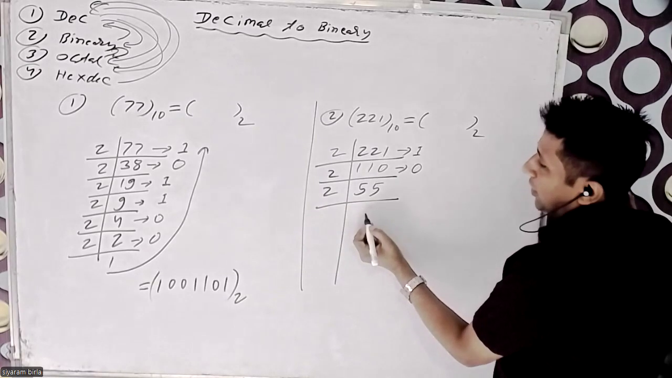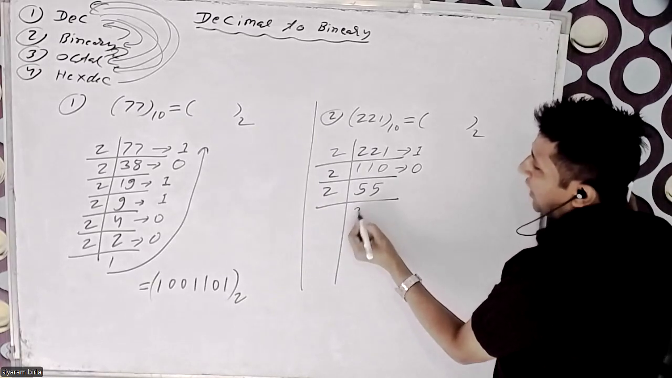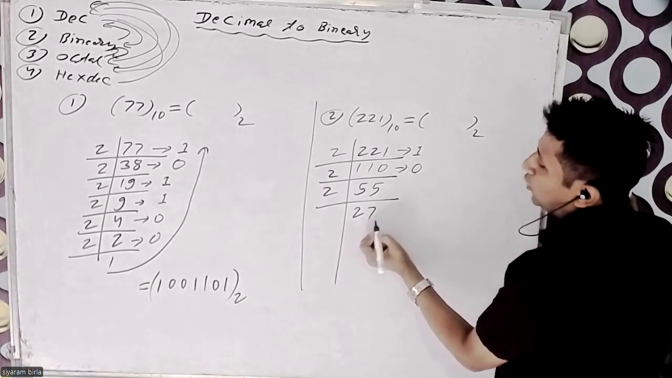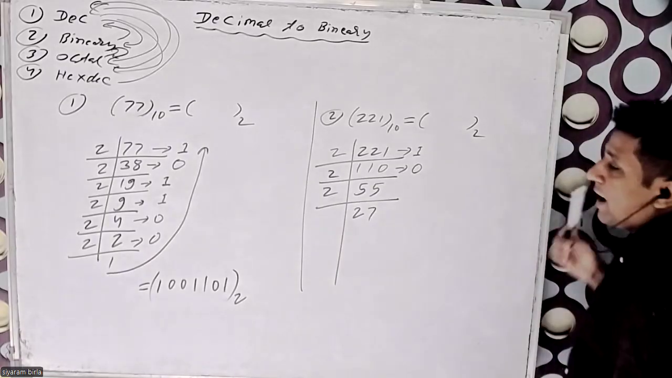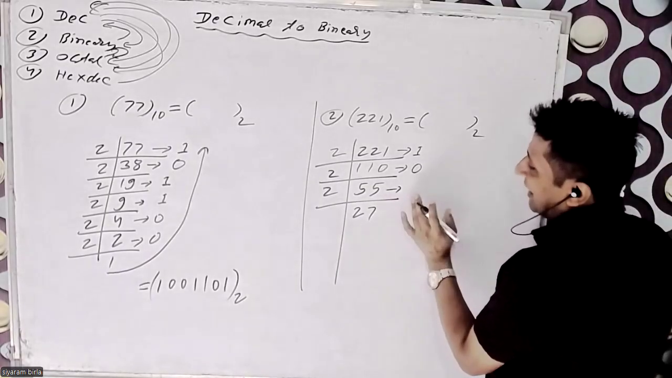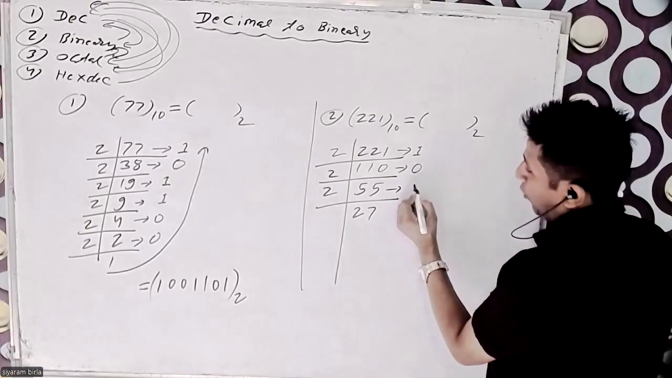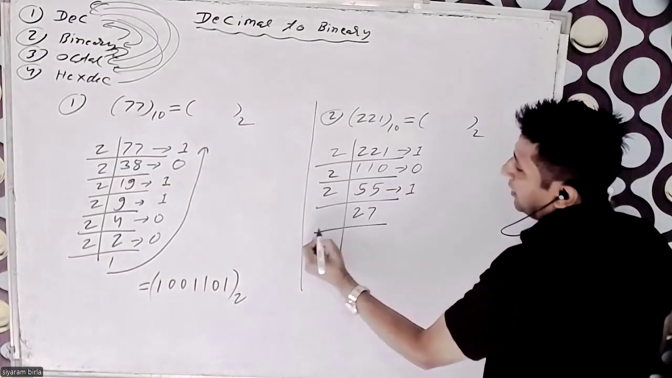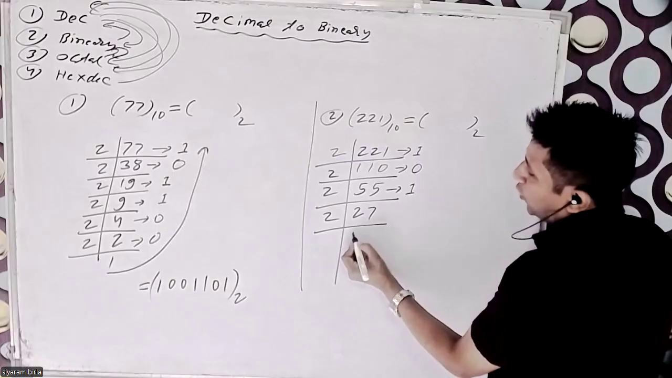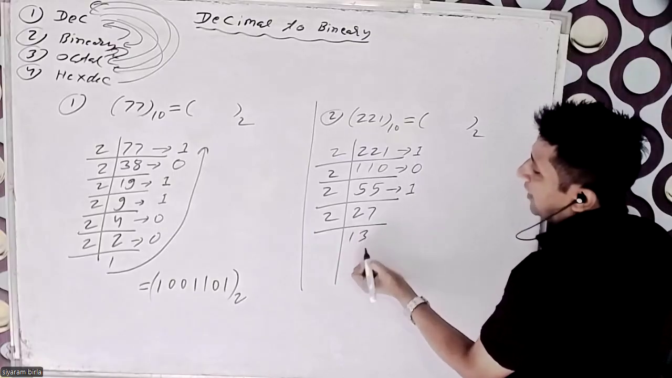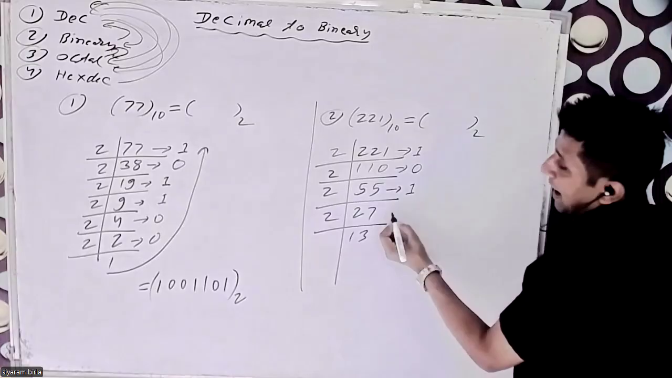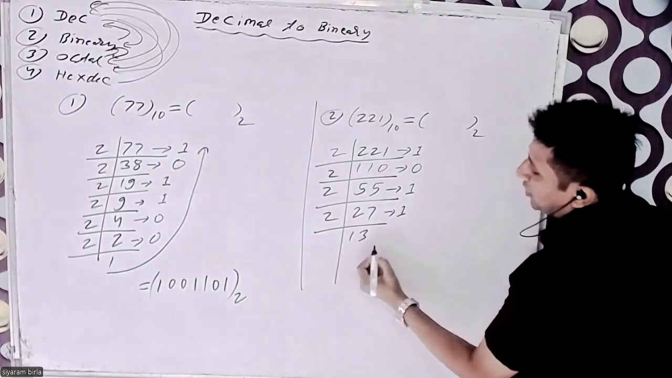If I divide by 2, the 55, so 2 2s are 4, the remaining part is 1, 2 7s are 14. And after the final answer, the remaining part is 1, so I can mention it here. If I divide by 2, so 2 1s are 2, 2 3s are 6, and the remaining part is 1. I have mentioned it here.